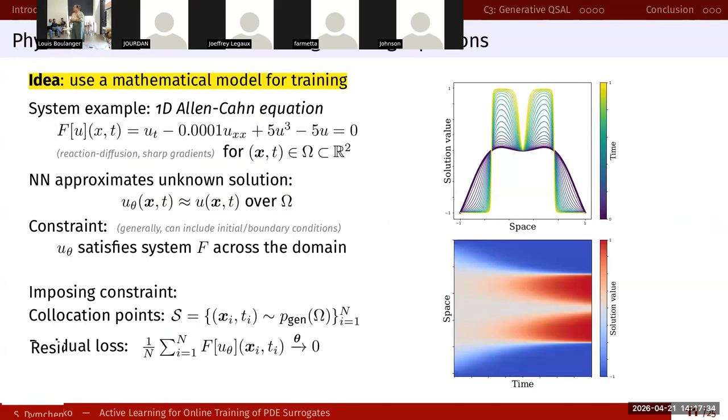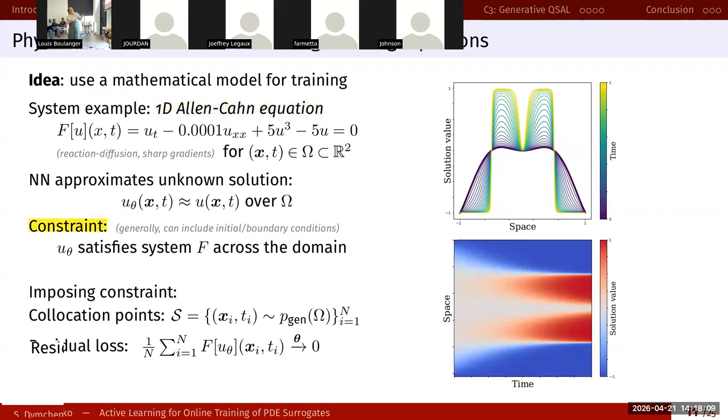But now let's look at the actual dynamical system and actual surrogates. Physics-informed neural networks is one of the families of deep surrogates. The idea is to use the mathematical model of the system for training, since we do have it. Here we have an example, the 1D Allen-Cahn equation. It's a reaction diffusion system which exhibits sharp gradients as the system progresses in time, which you can see on the image on the right top above.